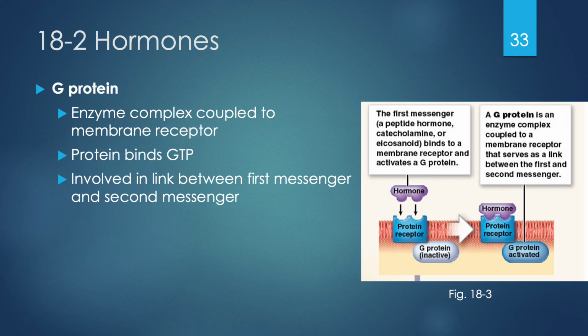G proteins play an important role because they are an enzyme complex that is coupled to the membrane receptor. G proteins will bind GTP, and they're involved in the link between the first messenger and the second messenger. Just by the way, there's a note in your text that roughly 80% of prescription drugs will target receptors coupled to G proteins. So that means that G proteins are going to be the mediator that carries a specific substance, so that our cells can respond to it.